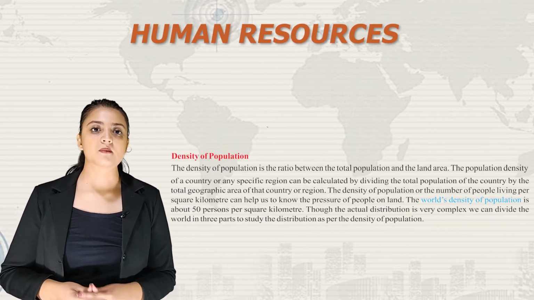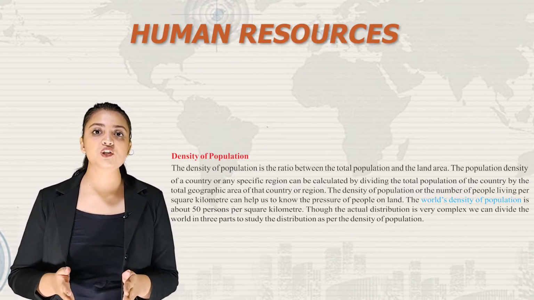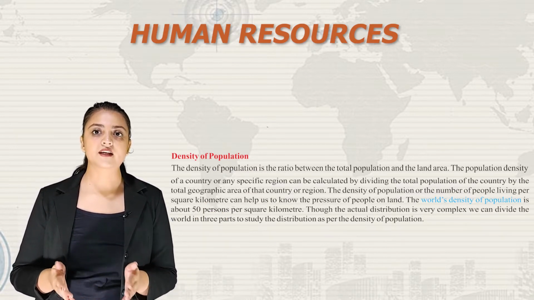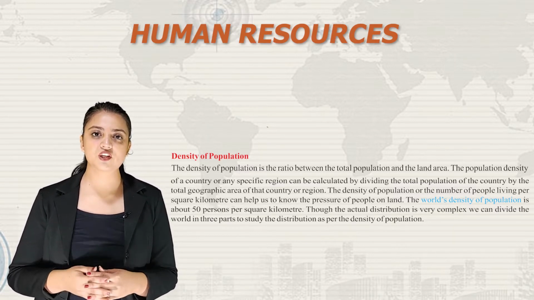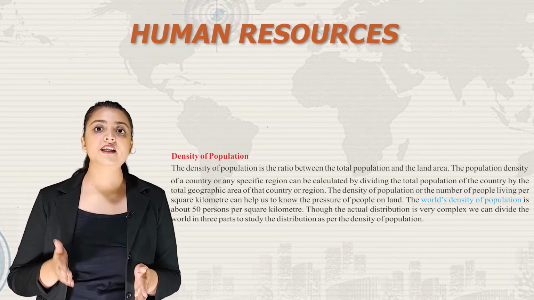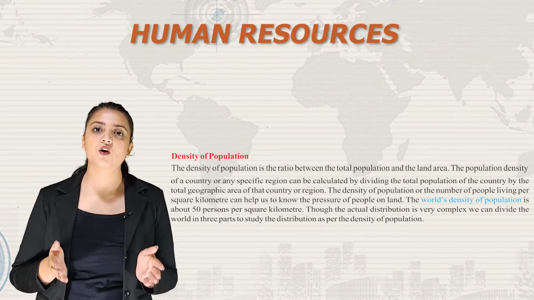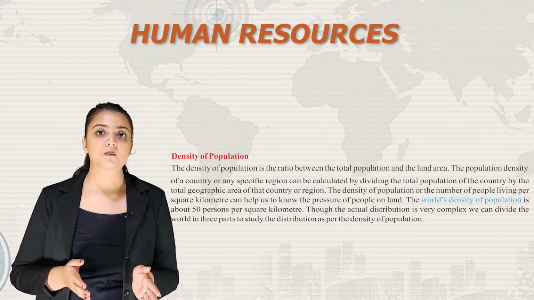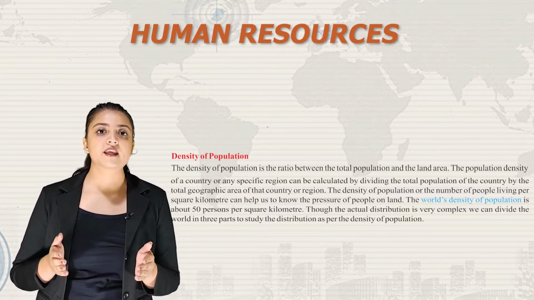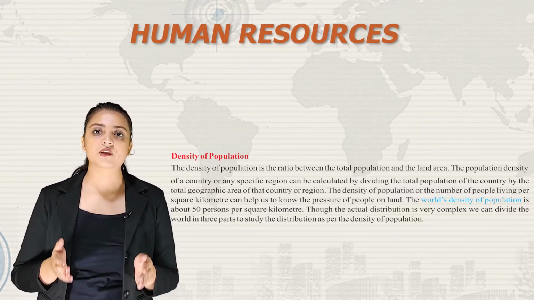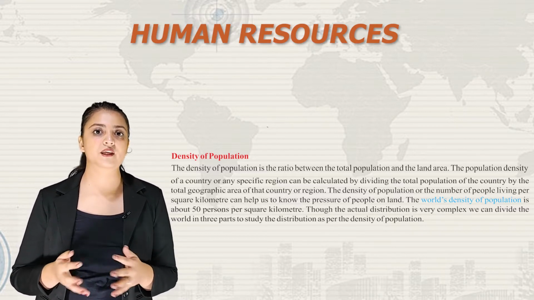Now, let's talk about density of population. The density of population is the ratio between the total population and the land area. The population density of a country or any specific region can be calculated by dividing the total population of the country by the total geographic area of that country or region. The density of population, or the number of people living per square kilometer, can help us to know the pressure of the people on land. The world's density of population is about 50 persons per square kilometer.